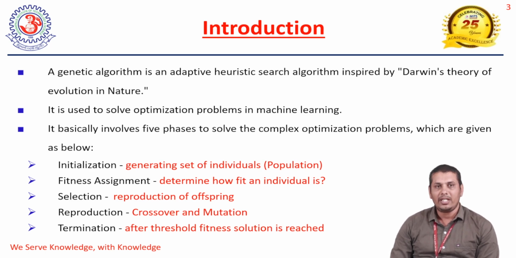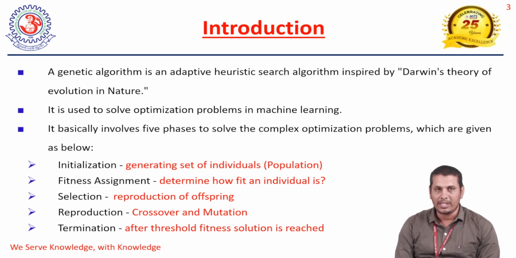It basically involves five fundamental phases. The first phase is initialization, the second is fitness assignment, then selection, reproduction, and the final one is termination. Whenever we start a process, it has to stop somewhere. That is, we have to provide the endpoint, or else it will go for an infinite number of executions.